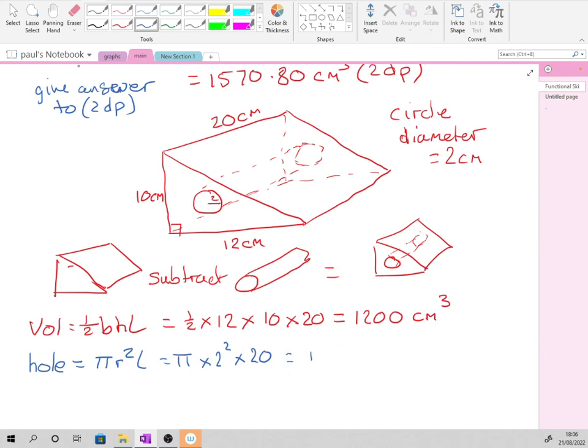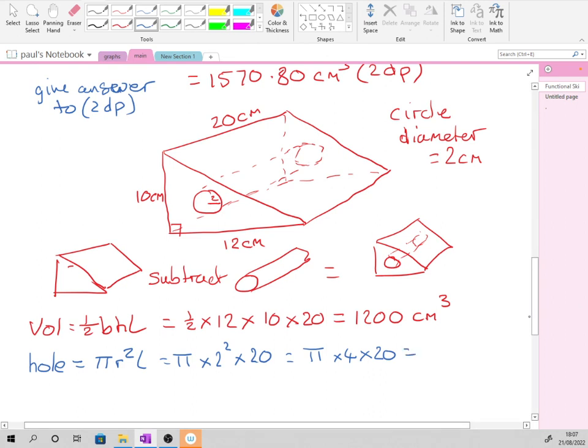Now that will equal pi equals, well, won't equal that, will it? It will be pi times 4, because 2 2's are 4 times 20. So shift pi times 4 times 20, it's 80 times pi, which is, remember we've got two decimal places, so we use all the numbers that we've got, yeah?